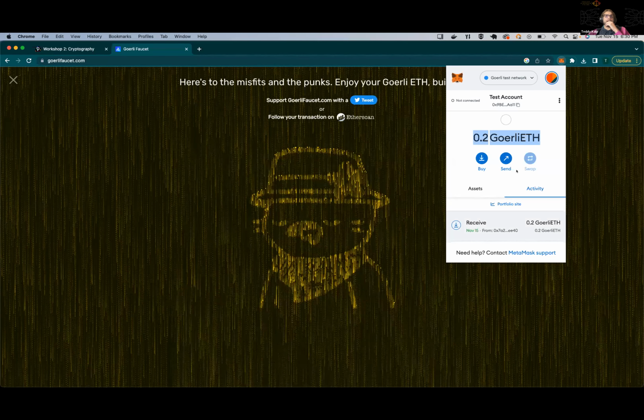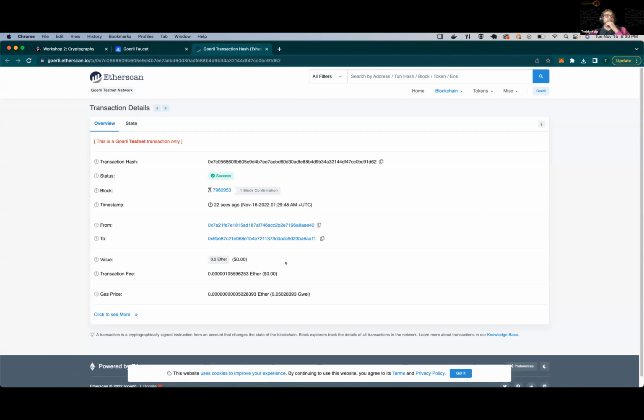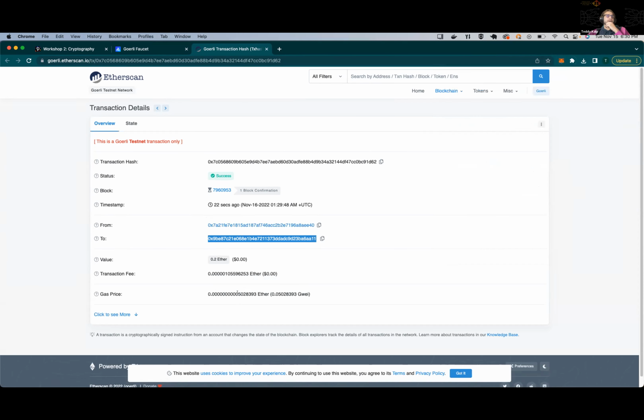And then you can also view this on Etherscan. This is the wallet address that it went to. This is my wallet address, 9BE, and this is where it came from. So it's kind of cool. And then here are the gas fees that Paul was talking about.